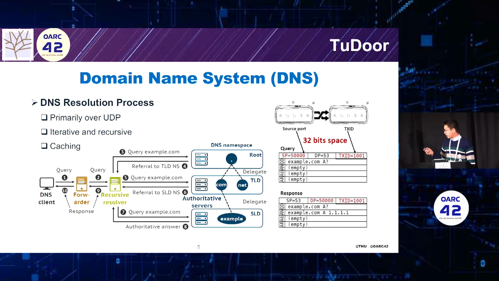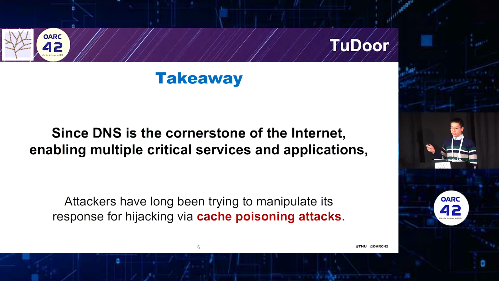We also have some mechanisms to ensure the security of the DNS protocol, such as the randomization of the source port and the transaction ID, the TXID here. As a takeaway, since DNS is a cornerstone of the internet, we have tried to make it as robust as we can for the past few decades. And attackers have also long been trying to manipulate responses by hijacking, such as via cache poisoning.